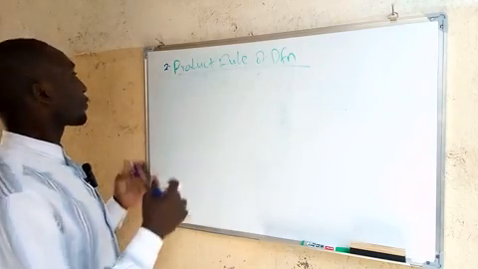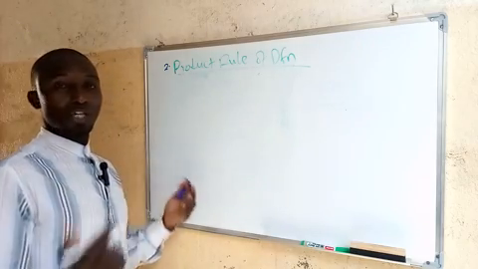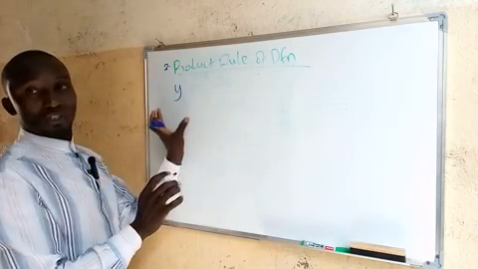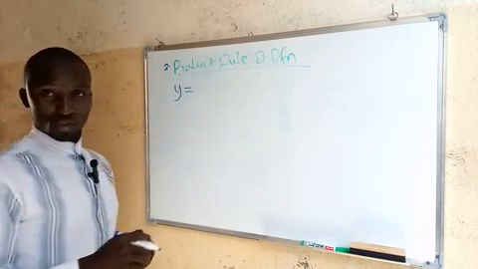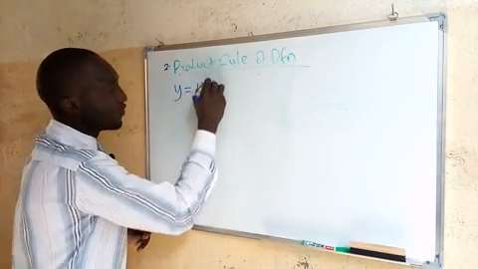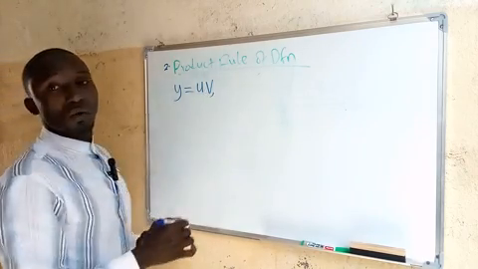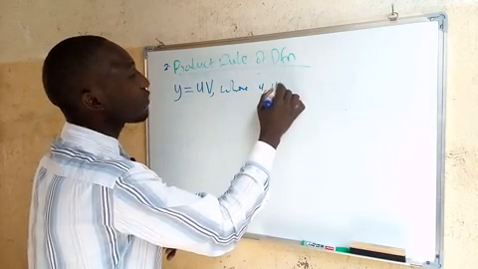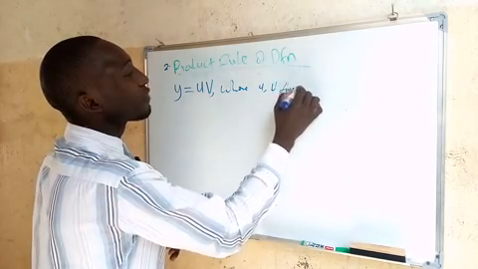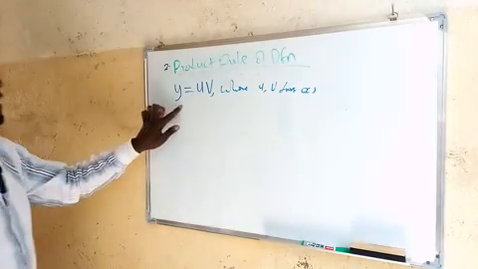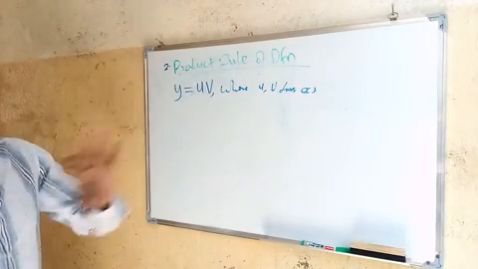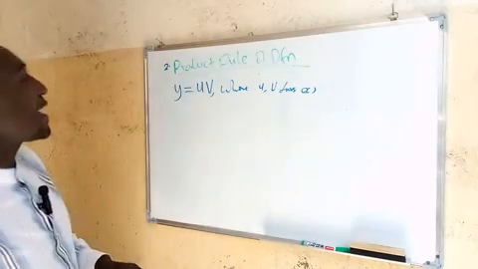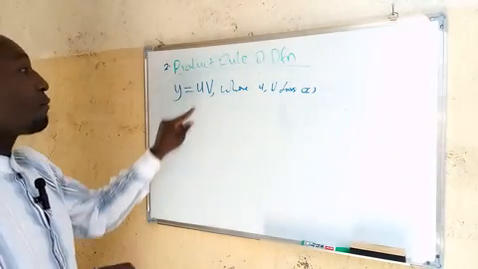So, what is the product rule of differentiation? Supposing we have a function y, of course a function of x, equals uv, where u and v are functions of x. Y is equal to uv. U and v are functions of x. So, by the product rule of differentiation, u and v are brought together by multiplication, as you can see.